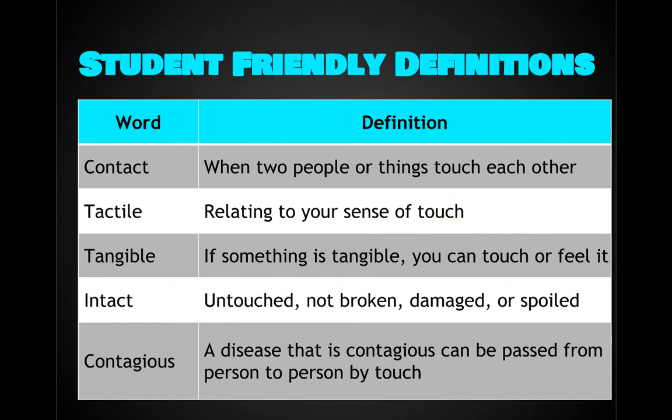All right, we're back. So here are the words again and their definitions. You can go through these quickly. Contact obviously means when two people or things touch each other. Tactile means relating to your sense of touch. Tangible means if something is tangible, you can feel or touch it. Intact means that something has been untouched. It's not broken, it's not damaged, it's unspoiled. And contagious is a disease that is contagious, can be passed on from person to person by touch.